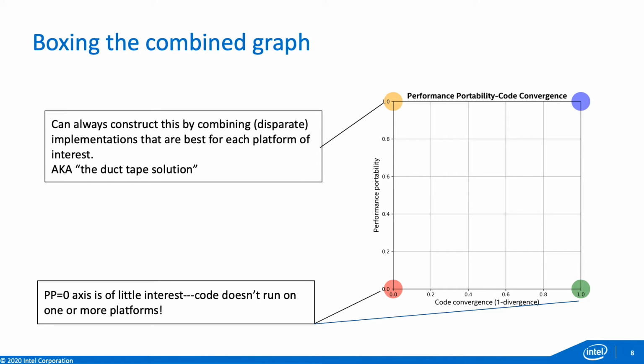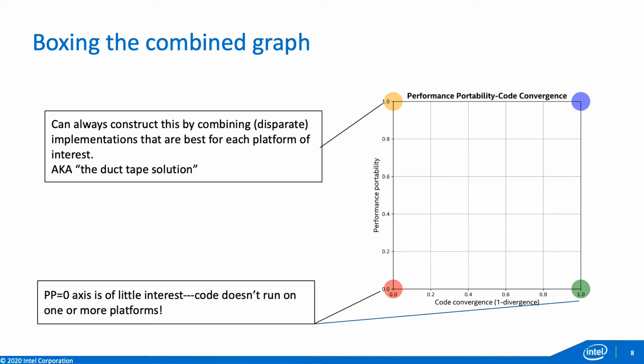To start with, let's talk about a common starting point. This yellow point up here represents performance portability of 1, but code convergence of 0. And this is what I referred to earlier as the duct tape solution. So this is a code that you've combined from several other codes that each target a platform. And by combining all the best implementations you have something that can, by definition, achieve the best performance portability. However, the code convergence is by nature very low because they share no code. So this is our baseline. You can always have this.